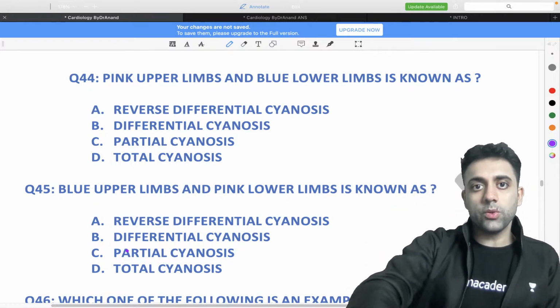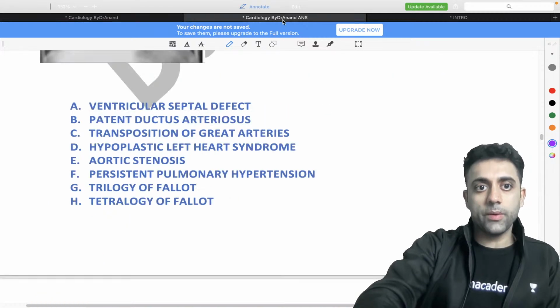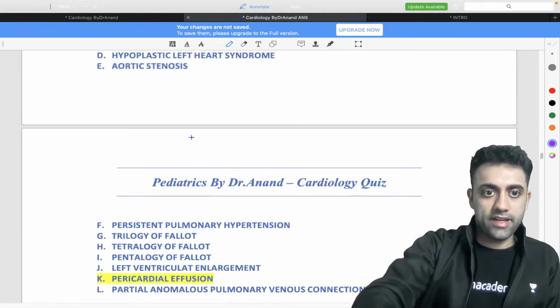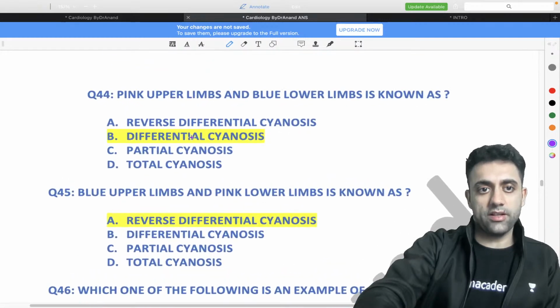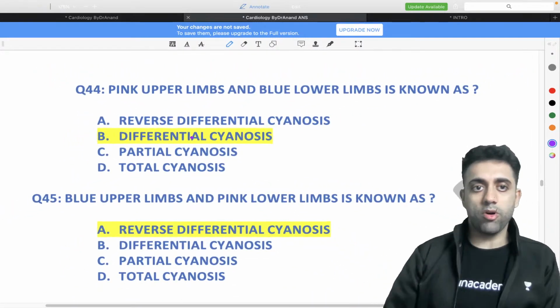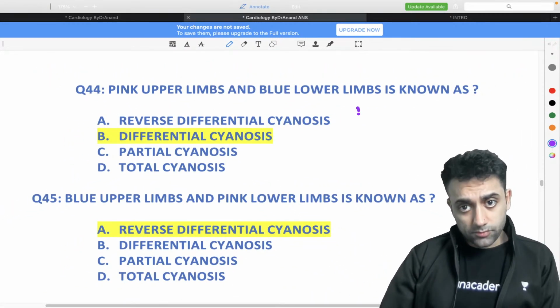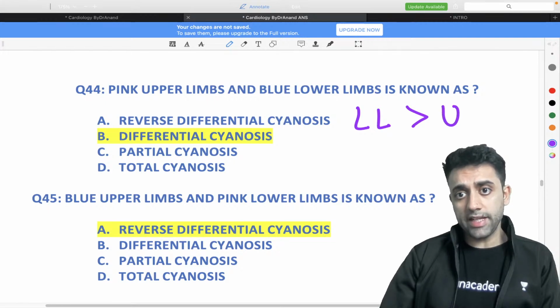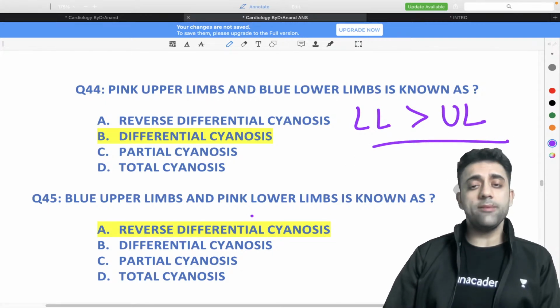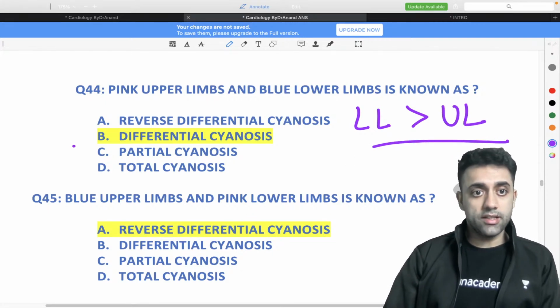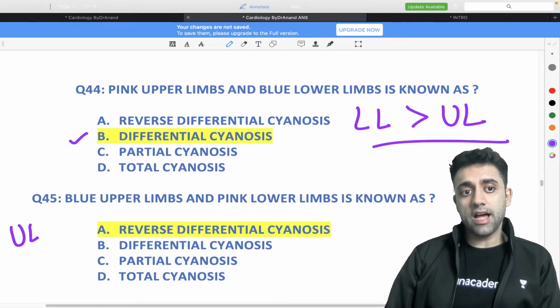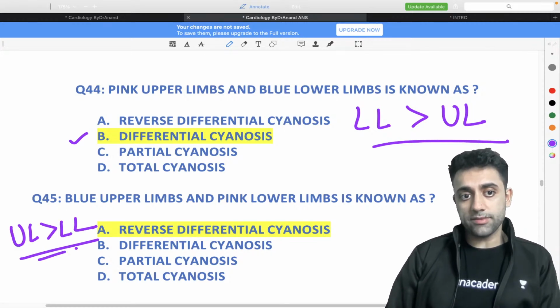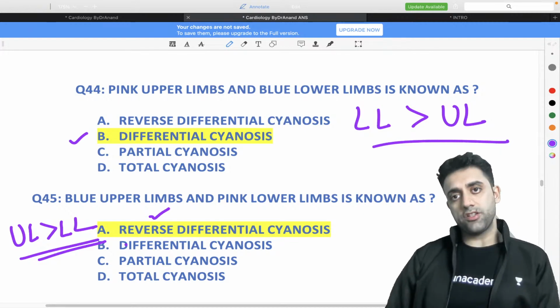Yes, exactly. So question number 44 is nothing but, very importantly, we have something known as differential cyanosis and reverse differential cyanosis. Please remember, this is a very important slide. When the lower limbs are more blue than the upper limbs, this is known as differential cyanosis. And when the upper limbs are more blue than the lower limbs, this is known as reverse differential cyanosis.